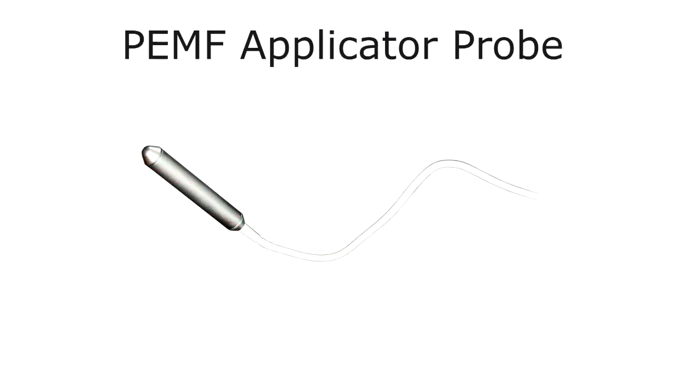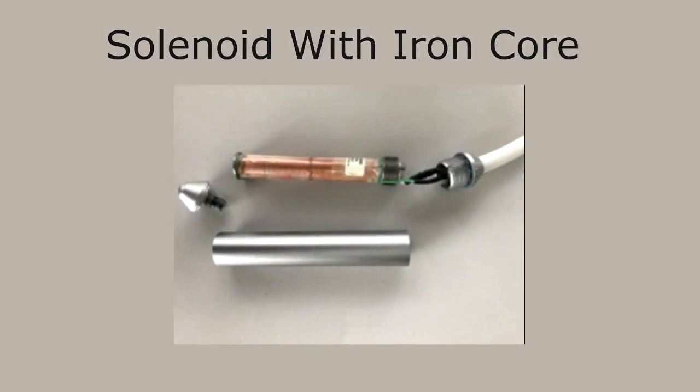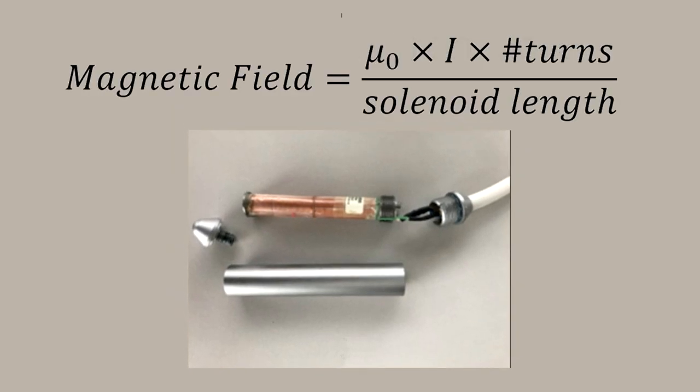Here's an example from PEMF. Some devices on the market, like the iMRS 2000, have a probe or pen applicator, which is essentially a solenoid wrapped around an iron core. Now, a solenoid has a magnetic field, if we use Ampere's law, equal to mu naught times the current times the number of turns of the solenoid divided by the length. In the case of the iMRS, it's about 100 turns, and the length is a few inches.